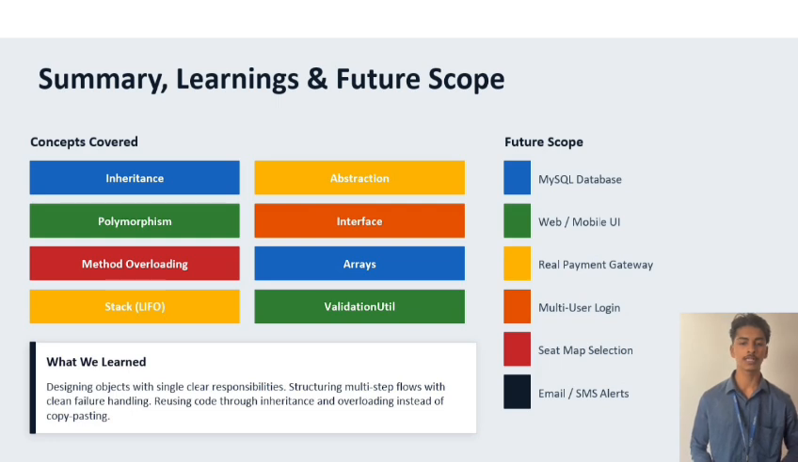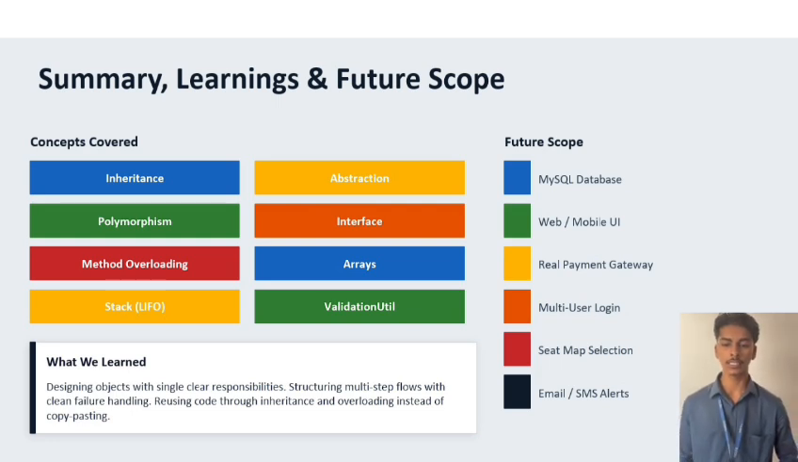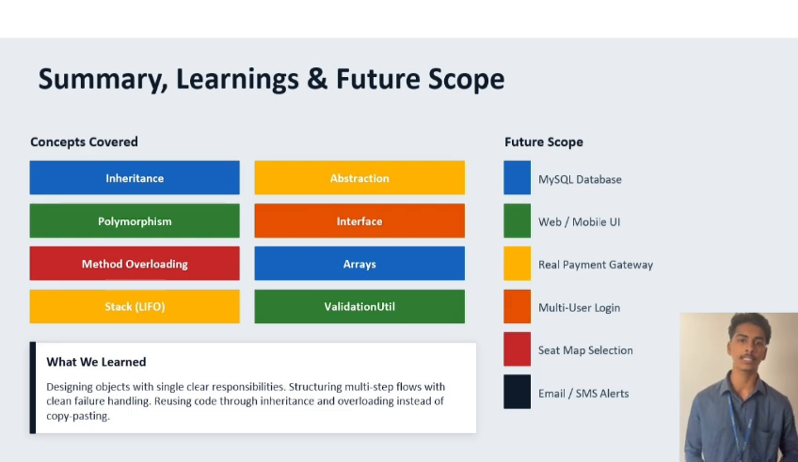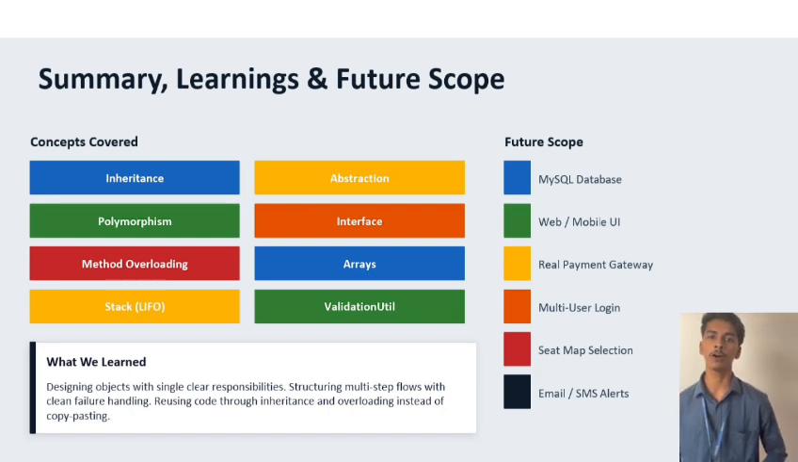Next, future scope. Right now this is a console application with in-memory data. We can grow it by replacing arrays with a database like SQL, building web or mobile front ends, adding real payment gateway integration, supporting multiple users with logins and authentication, adding seat map selection, and sending booking confirmation via email or SMS.